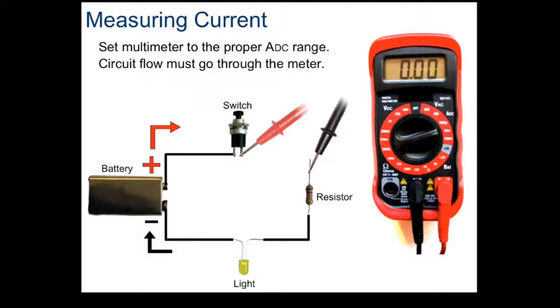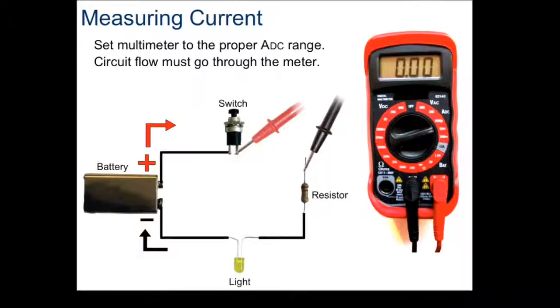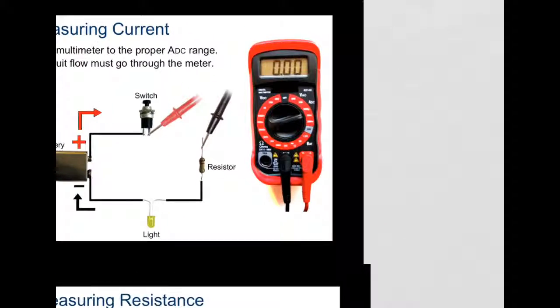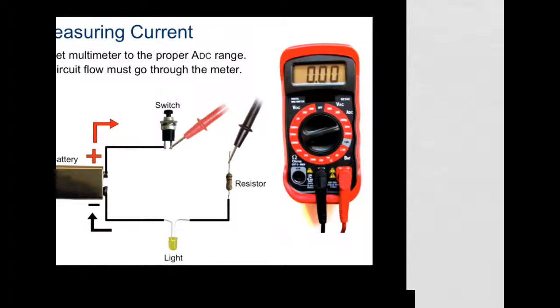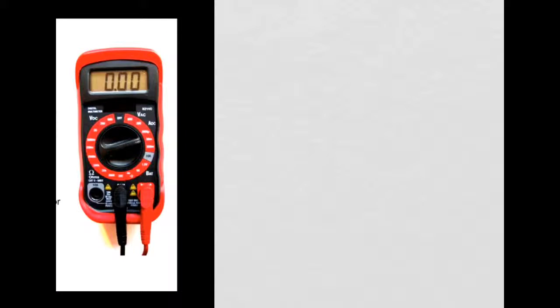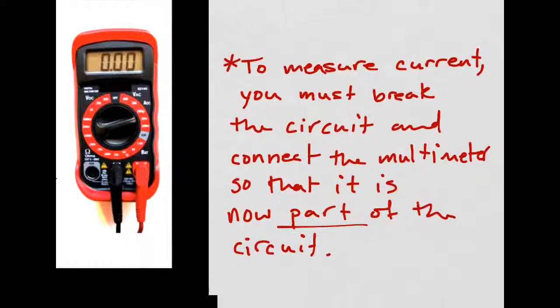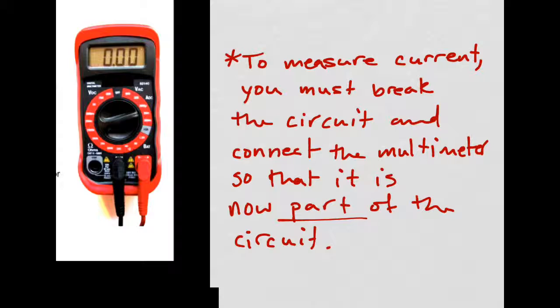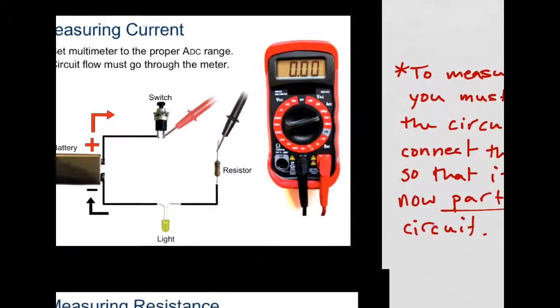So this is something you should write down. To measure current, you have to break the circuit and put the multimeter into the circuit. So now the multimeter is part of the circuit, and that will measure the current. So let me write that. To measure current, you must break the circuit, so disconnect things, and then connect the multimeter in to the circuit so that the multimeter is part of the circuit now.